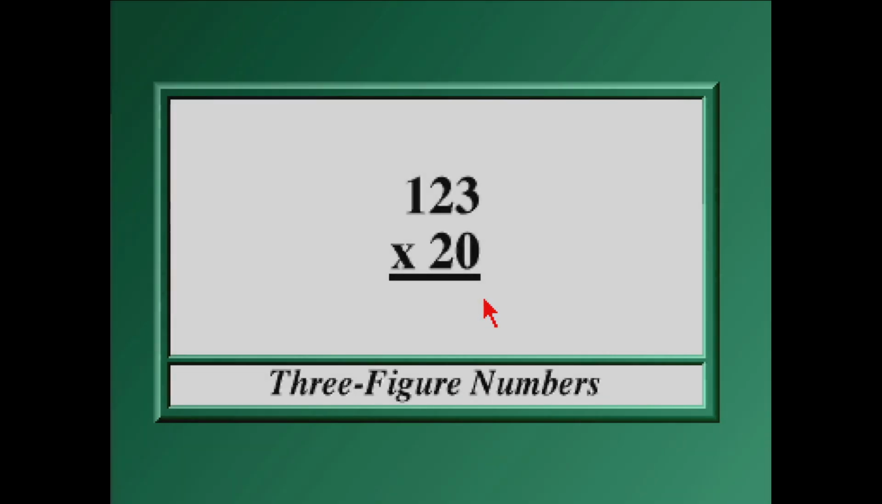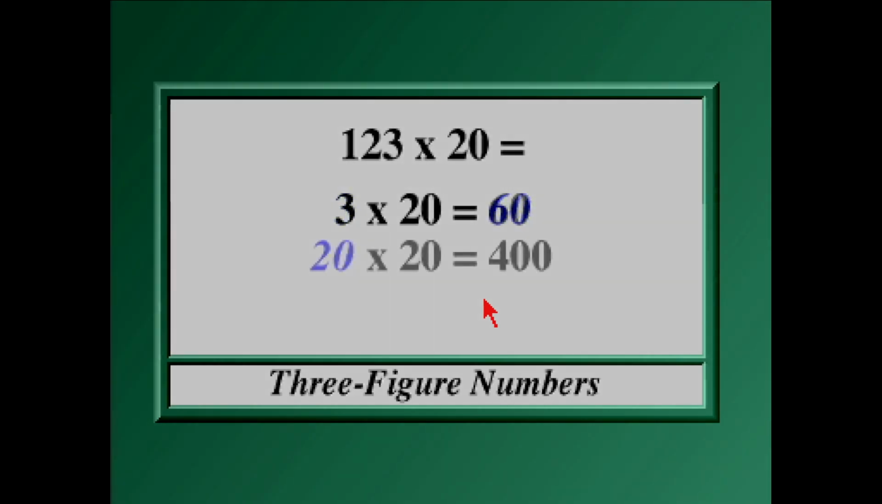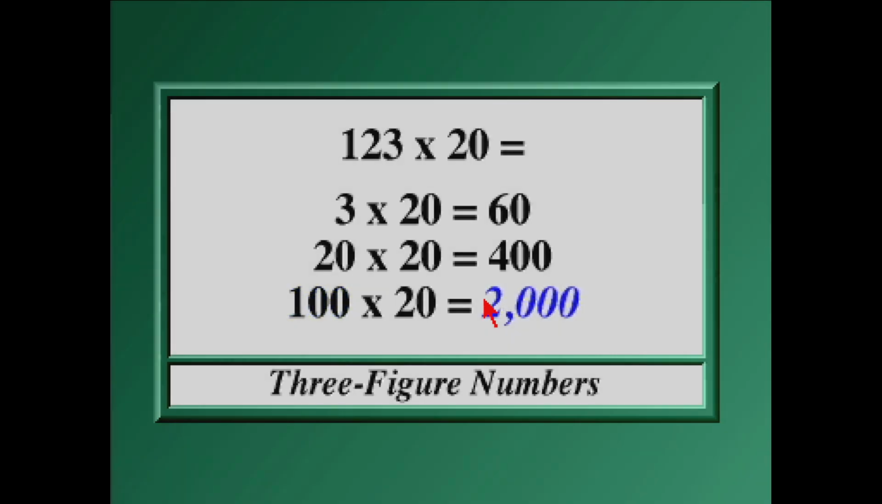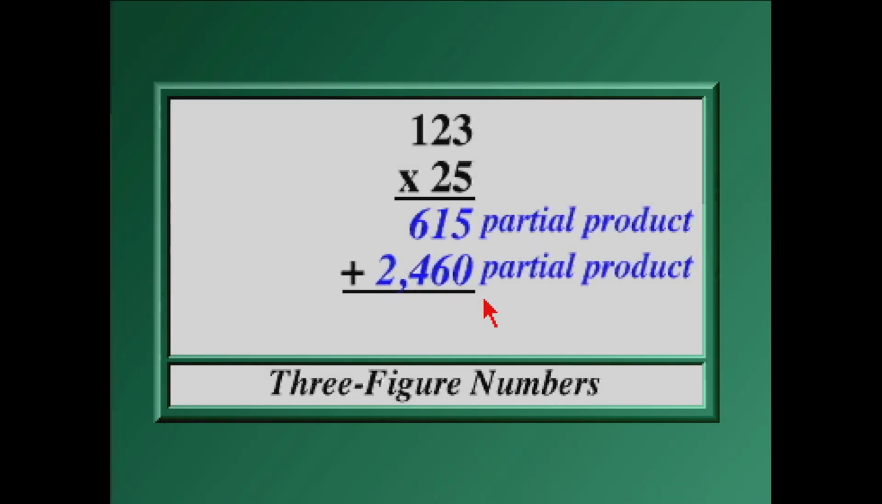Obtain the next partial product by multiplying 123 times 20. 3 times 20, which equals 60, plus 20 times 20, which equals 400, plus 100 times 20, which equals 2,000. Thus, 60 plus 400 plus 2,000 equals 2,460 for the second partial product. In the final step, add 615 plus 2,460, the two partial products, to obtain the sum of 3,075, which is the product of 123 times 25.